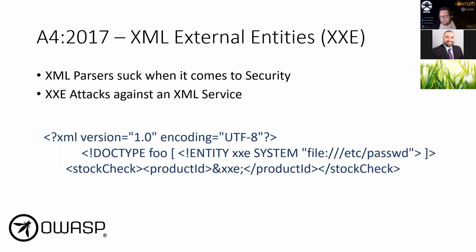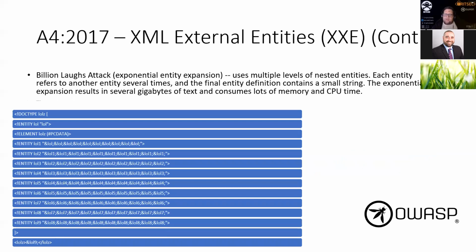This is one example of where you would pull out the etc password file from a Linux box or Unix box, whatever, through the XML parser, which I thought was kind of scary. And then there's also something called the billion laughs attack, which is an example of exponential entity expansion. It basically uses multiple levels of nested entities, and each entity refers to another one several times. The final entity definition contains a string, but the exponential expansion results in several gigabytes, sometimes several hundred gigs of text. It consumes a lot of memory and CPU time.